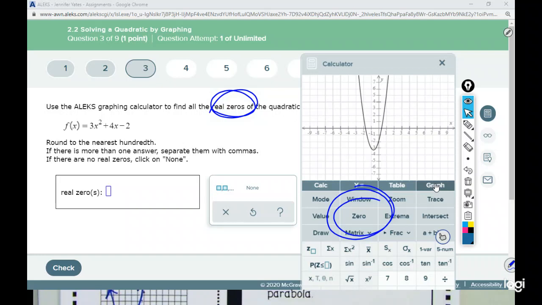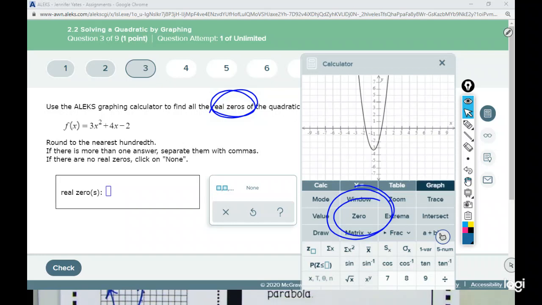Yes, sir? It only tells you how to put in. Mine doesn't show the full problem. Okay, we'll look at it in just a second. I think it'll be okay. As long as you can see the intersections, Tyler, I think it's going to be fine. Okay, as long as we can see the x-intercepts.